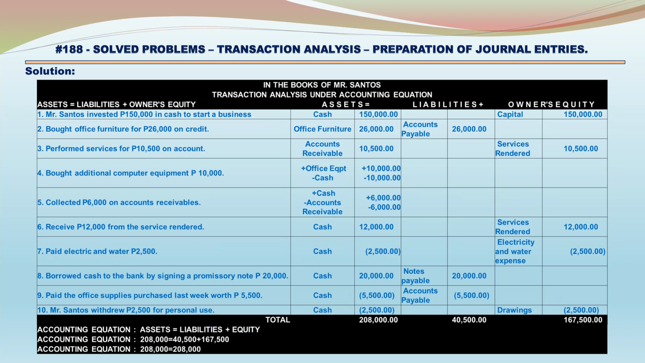167,500. Accounting equation: assets is equal to liabilities plus equity. Assets is equal to 208,000, that is equal to 40,500 plus 167,500. 208,000 is equal to 208,000.